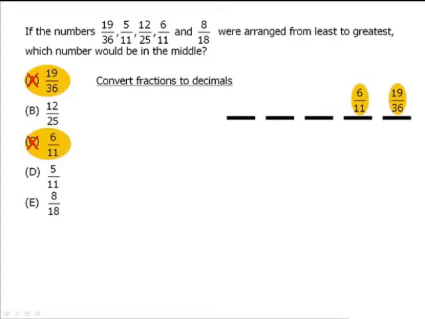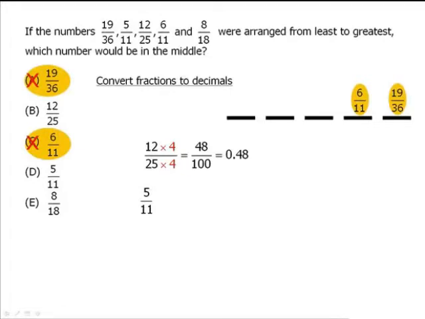So now we have to convert the other three fractions into decimals. We'll begin with 12/25. To do this conversion, I want to rewrite this fraction as a different fraction with 100 as its denominator. To accomplish this, I need to multiply the numerator and denominator of our original fraction by 4 to give us 48/100ths, which is equivalent to 0.48.